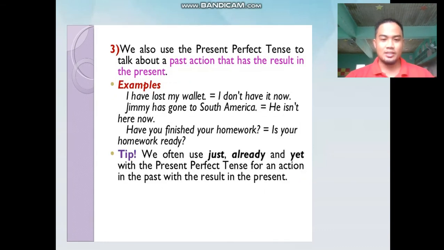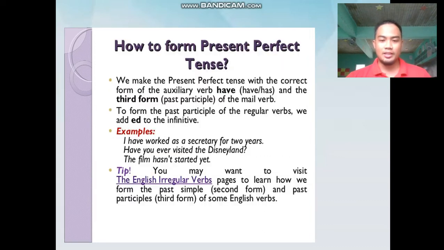Okay. So next, we also use the present perfect tense to talk about a past action that has the result in the present. So ang action tag na himo ta man Japon is tasubong. So I have lost my wallet. So I don't have it now. And Jimmy has gone to South America and he isn't here now. So action nga ginhimo ta kag may result sa present.